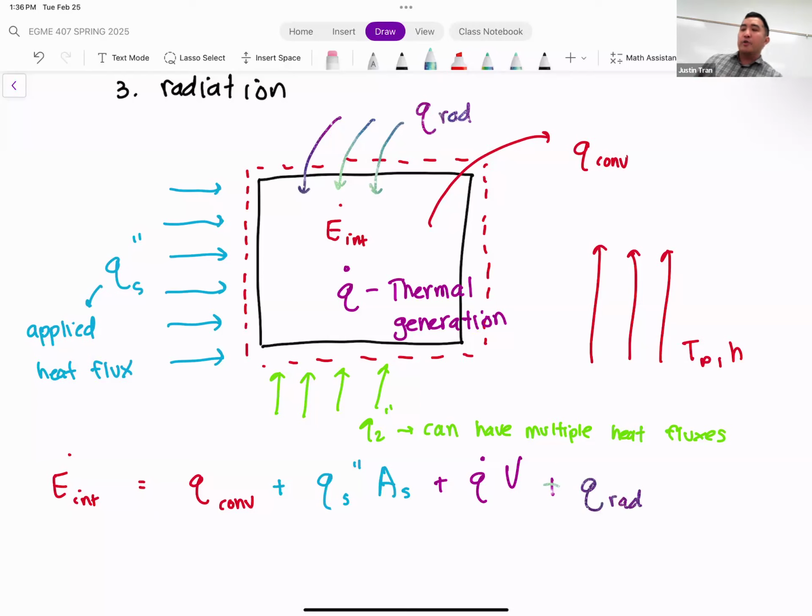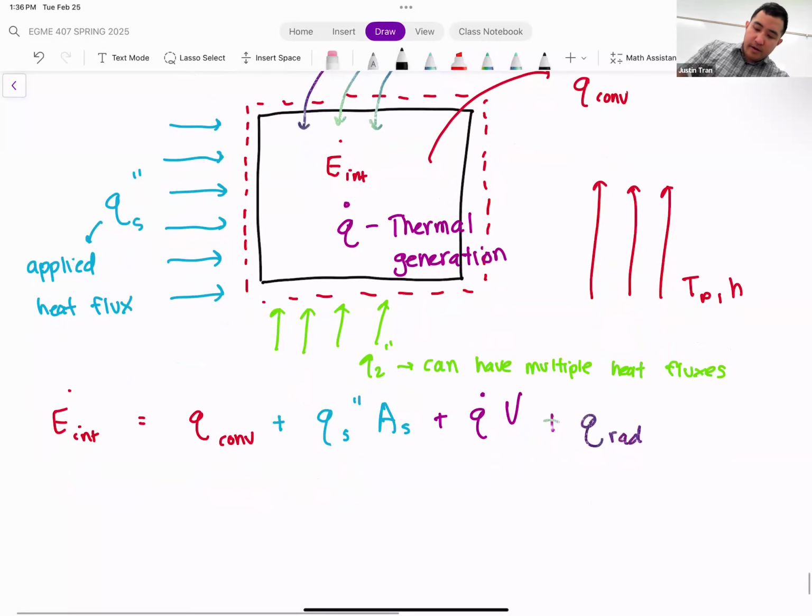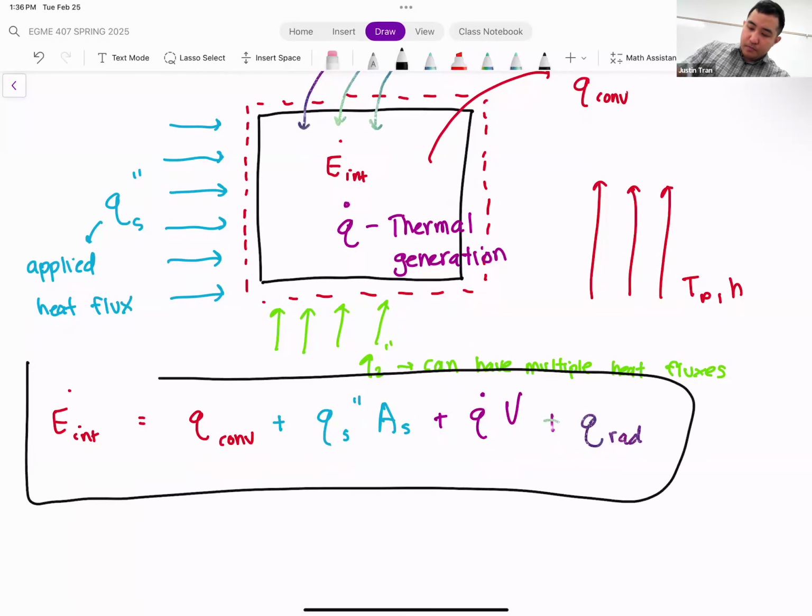And so you might have a contribution from the radiation as well. Although, for the most part, we are going to ignore that for most of our cases, but technically it is possible. Okay. And so if we look at this, now our energy balance, with all these additional sources or additional contributions to lump capacitance, is a lot more complicated.